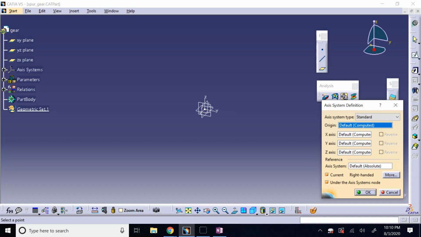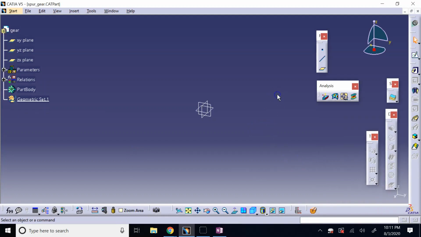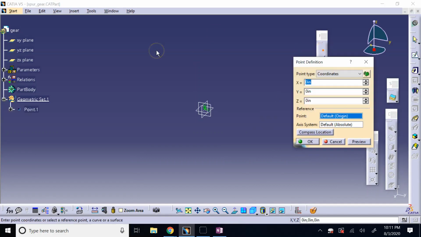So it says select the default location on the origin, the desired origin. Okay, so you can put it anywhere. Let me skip this. I'm not sure if we really need that. So what I will do is I'll go and start with my first point.